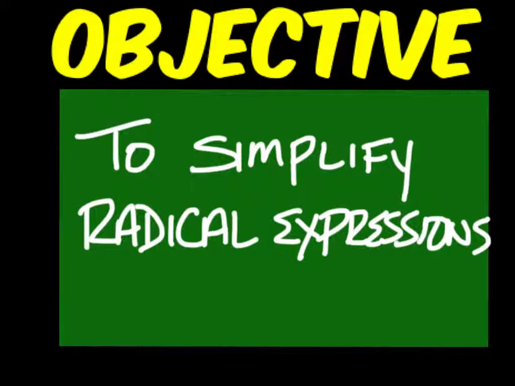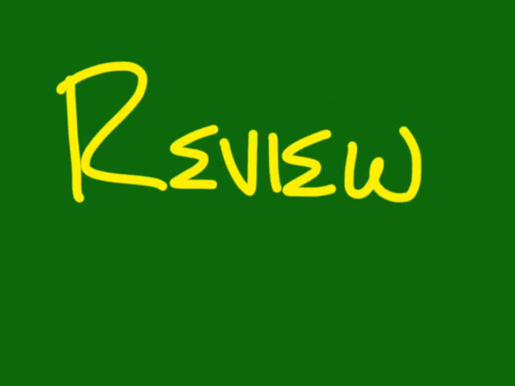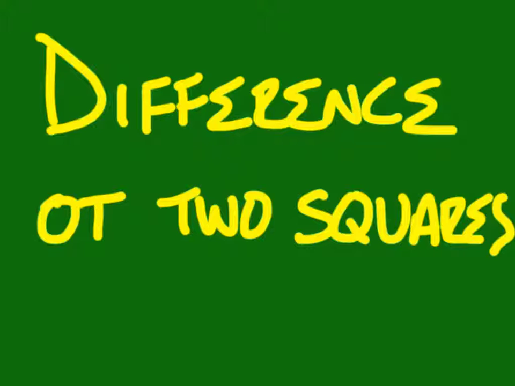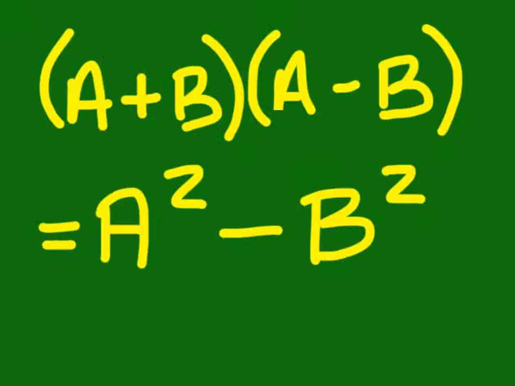To simplify radical expressions, here's a quick review before you do what we have to do today for example 1 and 2. The difference of two squares is something that we've already had a test over. Here's a review over it. A plus B and A minus B. That's a difference of two squares. That means you square this one and put a minus sign in between the two.